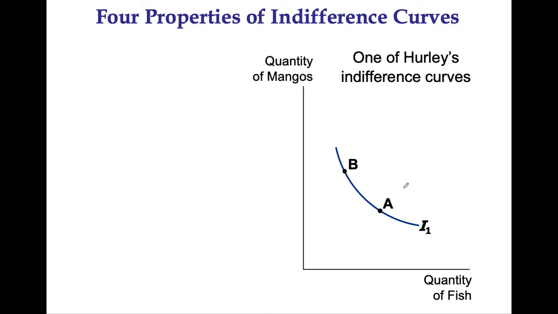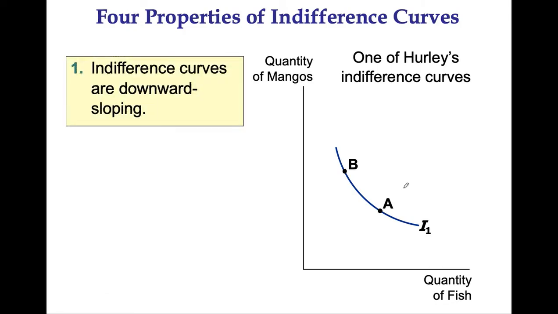There are 4 properties of the indifference curves. The first property is that indifference curves are downward sloping. So this means that the slope of the curve is negative.